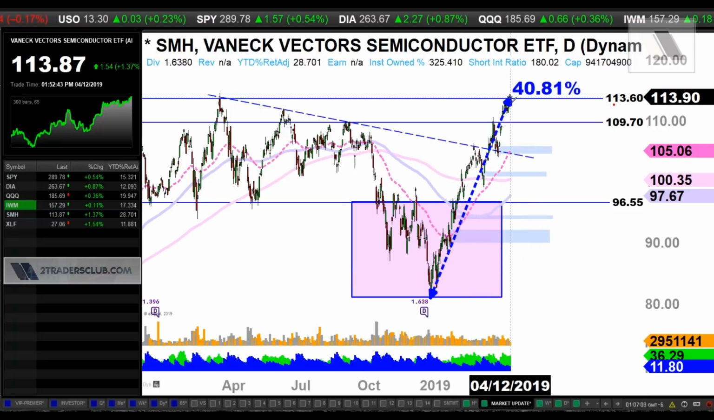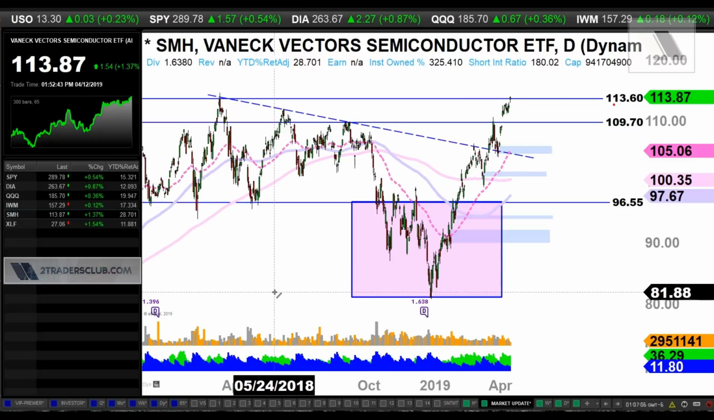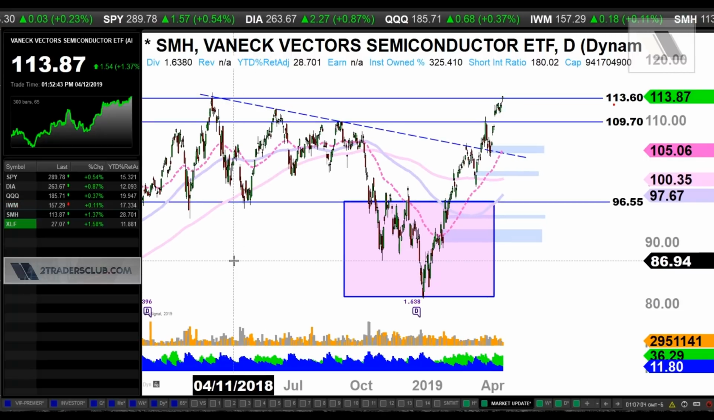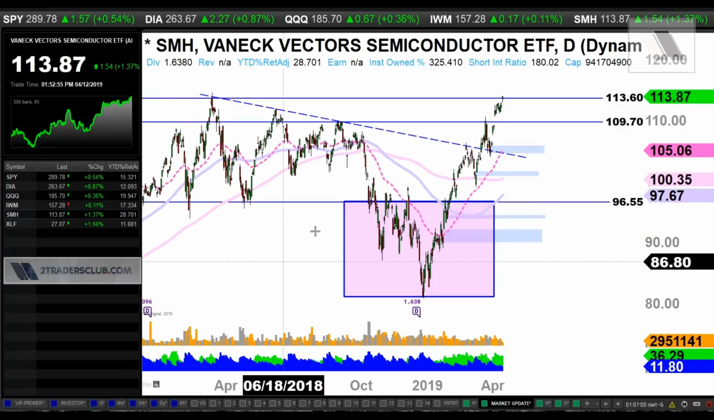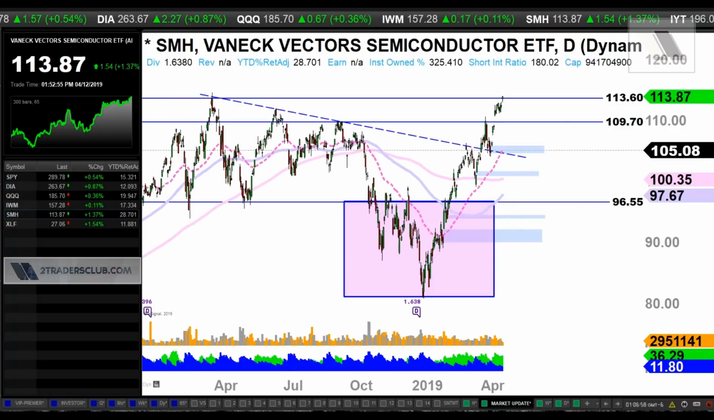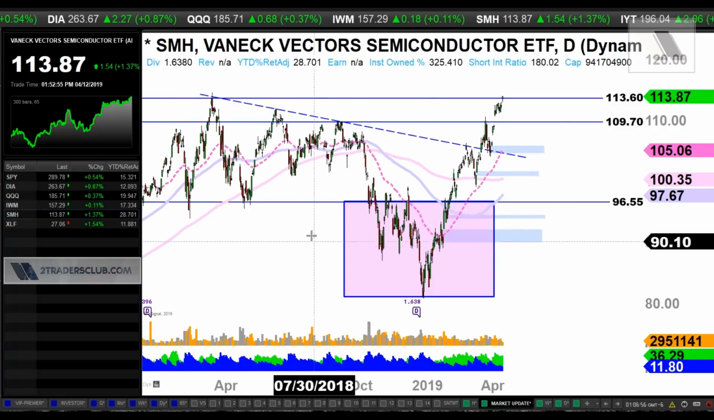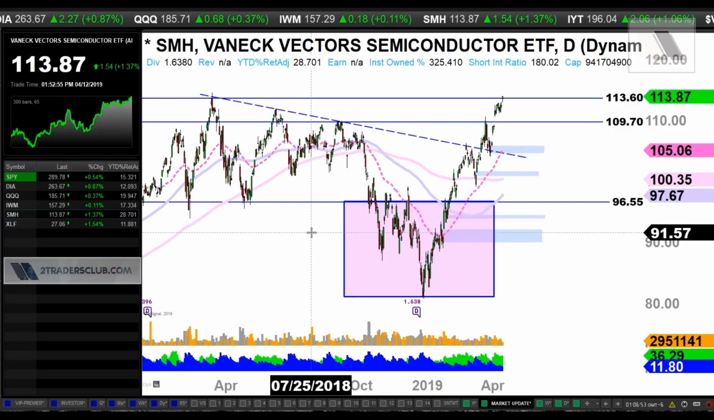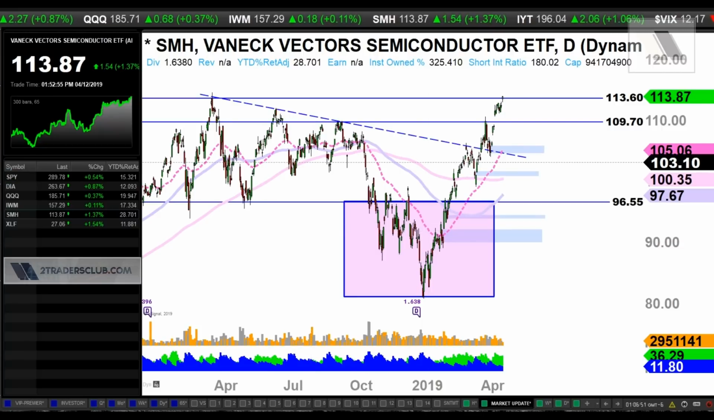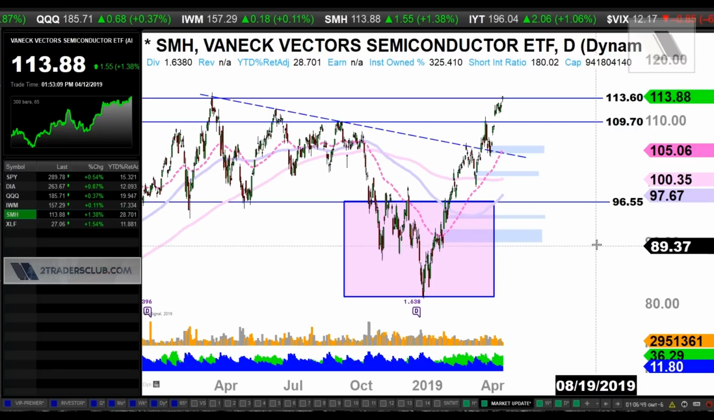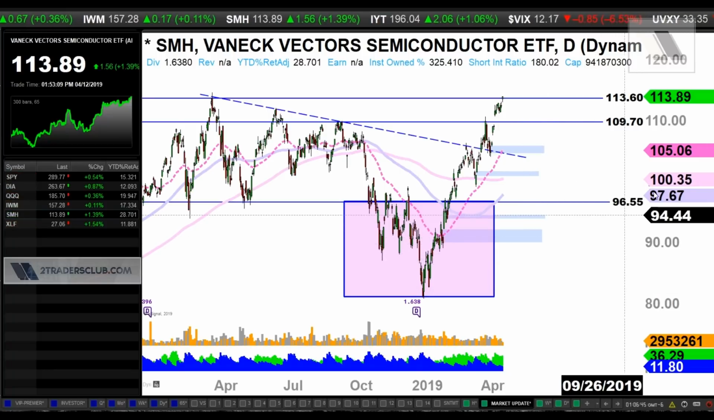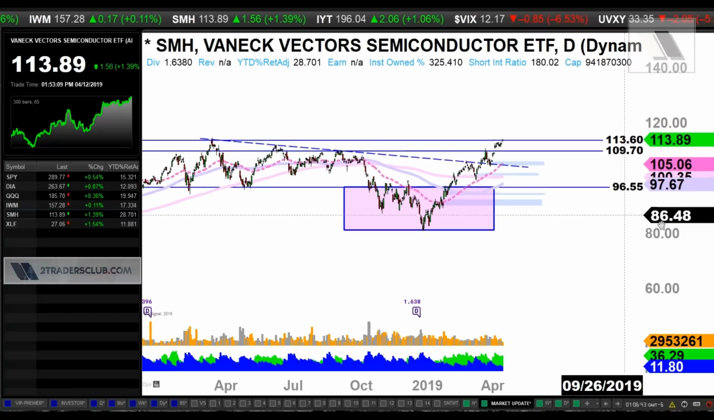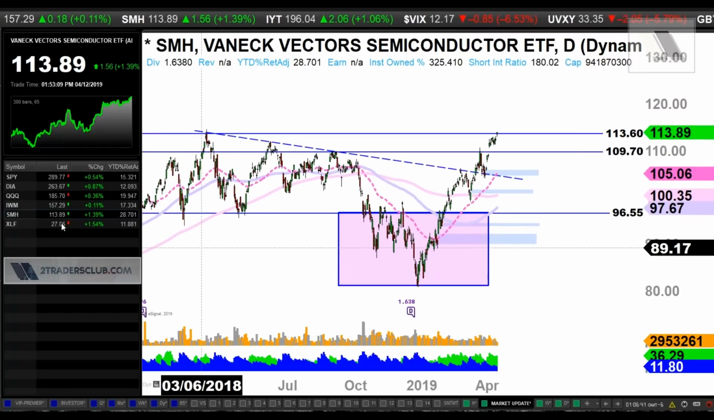And it moved up 40%. Semis moved 40% since the December lows, 28% year to date. What a great move, right? And you think because of this we should have a steep decline? Well, go back and study the early 2016 move on the semis. Then you can kind of forecast or foresee what could potentially happen the remainder of this year.